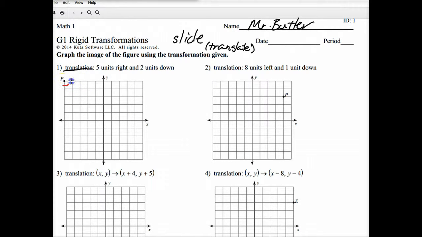So here's our first point, P, but it's going to slide 5 units right and 2 units down. So I go 1, 2, 3, 4, 5. So I'm going this way, and then 2 units down. That puts me right there. And there's my new point, P, but I'm going to put this is a copy. It's a new one, so I'm going to make P prime. I'm saying P prime because it's like the copy. It's the first copy of it. So I went 5 units right, 2 units down. That's it. It's that easy. Okay, so let's do another one that's also that easy.